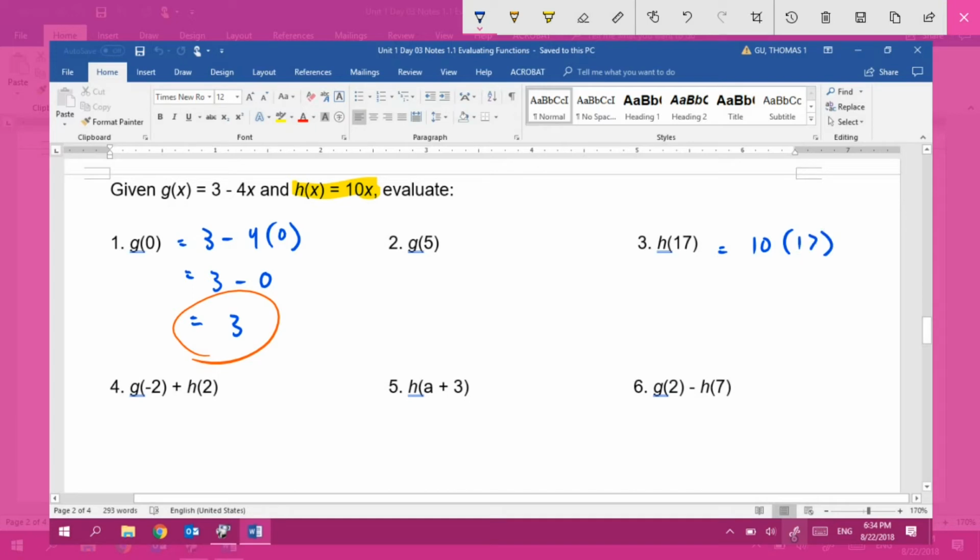Okay, what is 10 times 17, guys? I know you know the answer. It is 170. Good job, everybody. 170. The answer, h of 17, equals 170. So circle that. Boom, done.